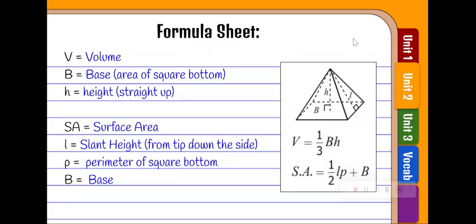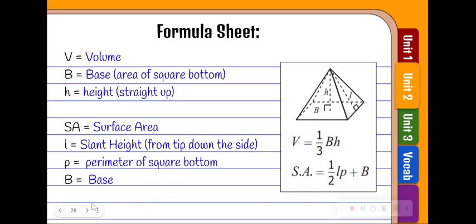Okay, to begin to solve, you are given the formula sheet on any test. We're going to start with a pyramid. We have a pyramid here, and this picture on the right is the formula sheet. V stands for volume. So the volume formula for a pyramid is 1/3 times the base, the area of the base, times the height. Surface area is 1/2 times L. L is your slant. P, the perimeter, plus the area of the base.